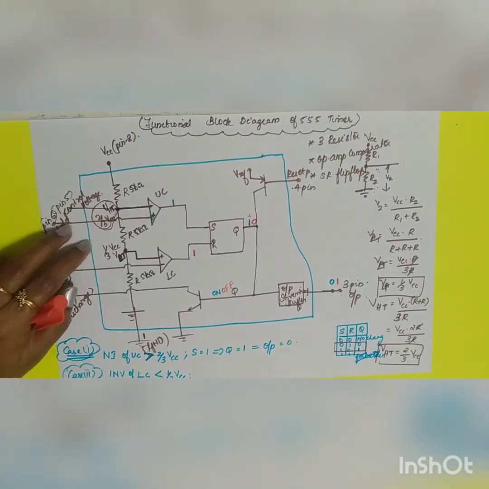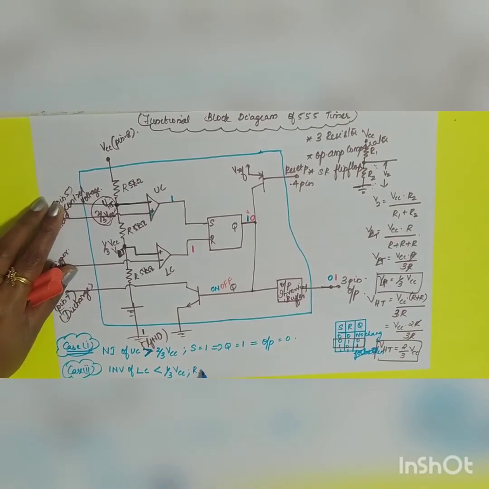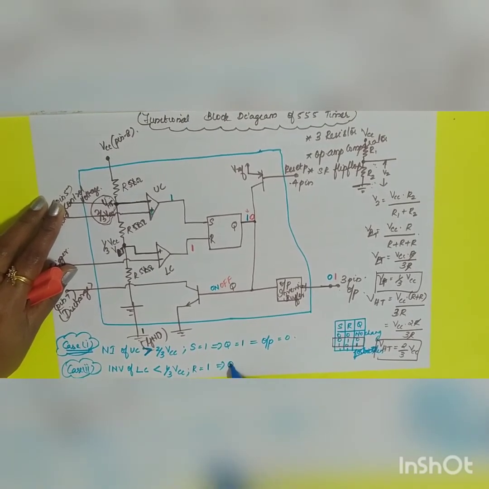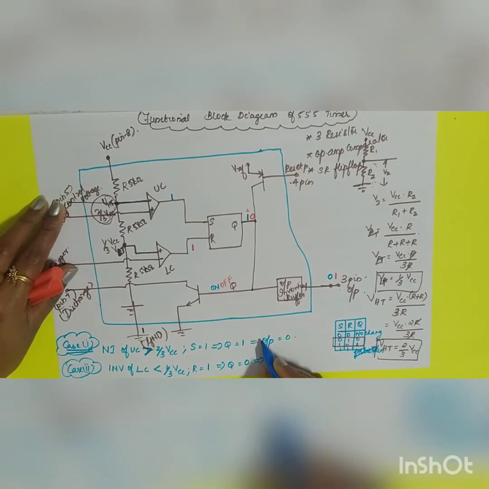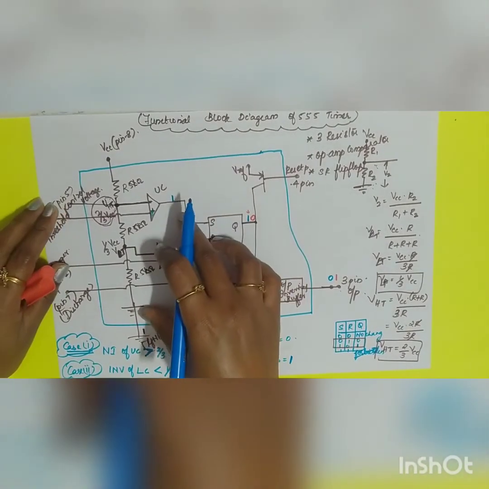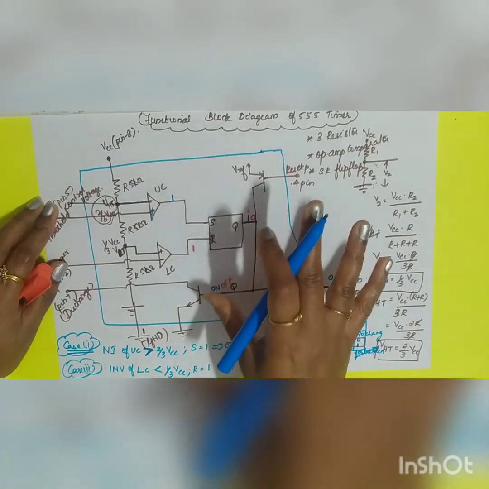So it keeps on zigzagging, it keeps changing its position. R is equal to 1, now Q will be equal to 0, and your overall output will be equal to 1. So this is how your comparator is working internally.